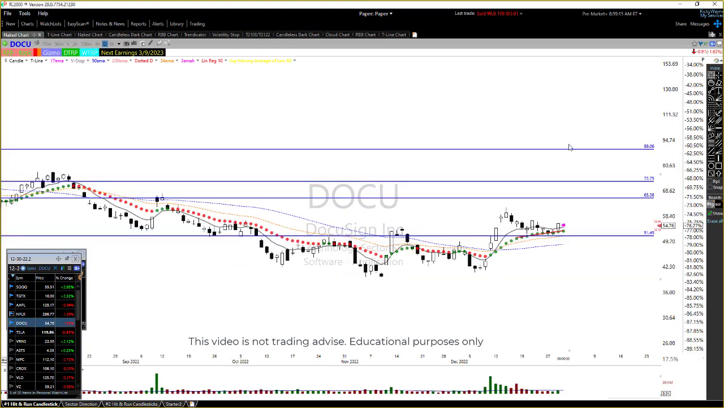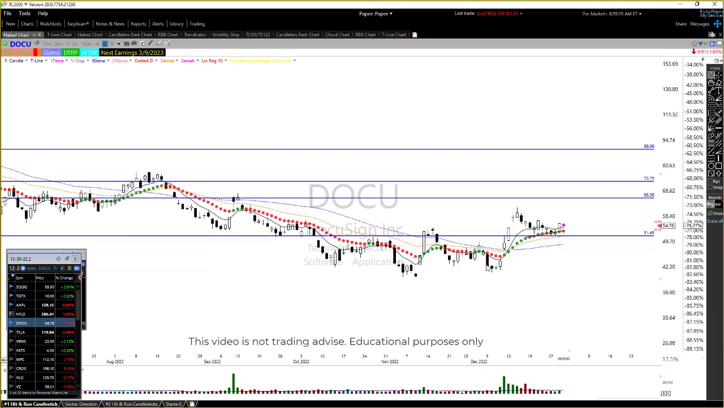DocuSign. I like DocuSign to the bullish side of things here. Nice little bottom down here. In fact, on this bottom, you've got a low, a lower low, and then a higher low. This is giving us an inverted head and shoulders. We just sort of waltz around here a little bit, then pop to the upside.